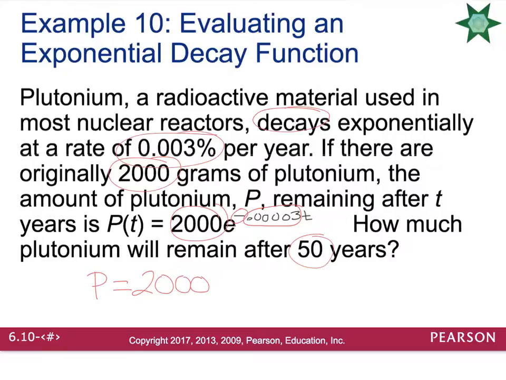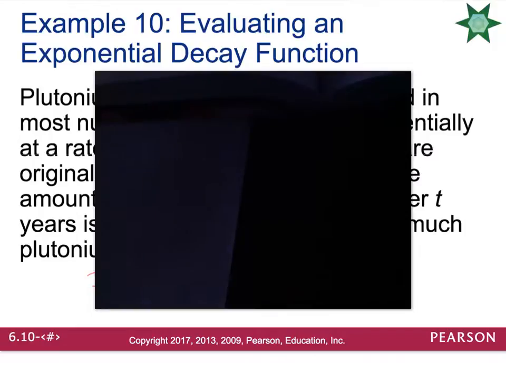So we will take 2,000 E to the negative 0.00003 times 50. Now, honestly, the best way to go about doing these problems is to do it with your calculator, because raising 2.7 to a power in your head is no fun. Okay, so let's do this on our calculator.